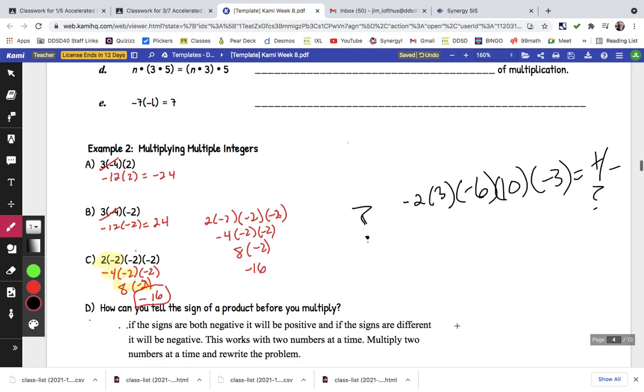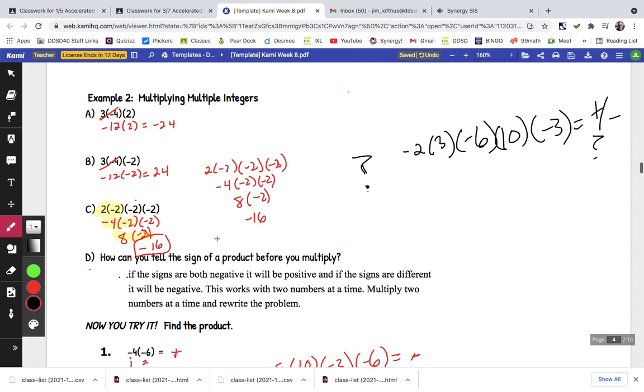Okay, so you came back, and this is what we came up with third period. If the signs are both negative, it will be positive, and if the signs are different, they'll be negative. This works with two numbers at a time. Multiply two numbers at a time and rewrite the problem.